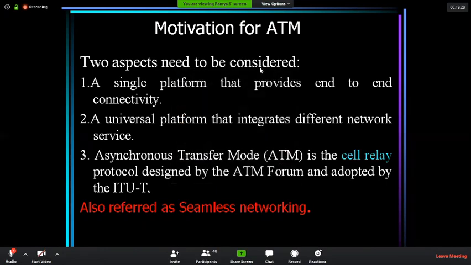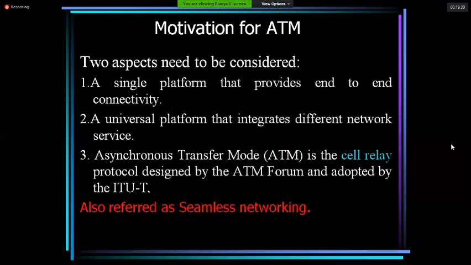I'm having disturbance. So these were the ideas behind the motivation of the ATM network, and we also call this network a seamless network, seamless connectivity, that is end-to-end connectivity within a single platform. Anything you can transfer, your voice, audio, video, text, anything which has end-to-end connectivity without any break, is a seamless network.